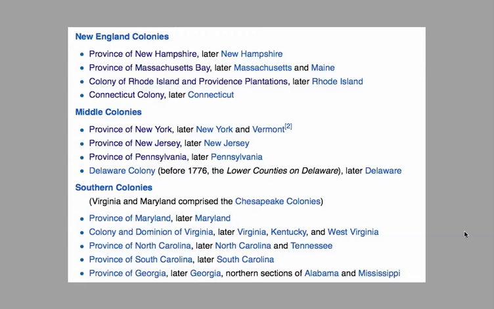The middle colonies, which included the province of New York, New Jersey, Pennsylvania, and Delaware, were colonies that were lucky to land in terrific climate and fertile land. They engaged in agriculture and trade, and were the most diverse of all three regions.